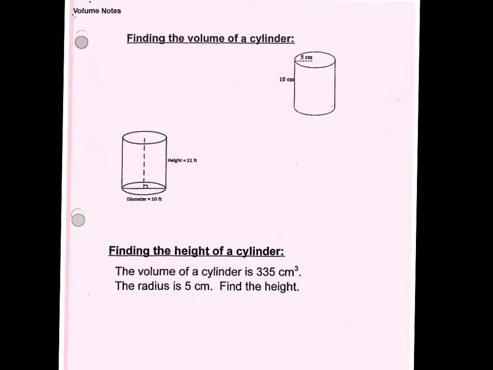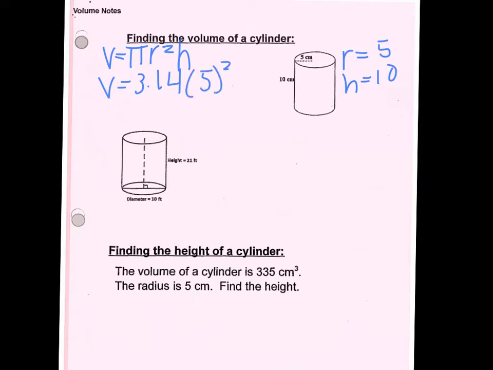Okay, so on page 6 we have the volume of a cylinder and we need to find it. So anytime we're doing these problems, we want to start off by identifying what we know. So in this diagram we know that the radius is 5 and that the height is 10. So I always write out my formula, V equals pi r squared h, and then I plug in what I know. I know that pi is 3.14, the radius of this cylinder is 5, and the height of this cylinder is 10.